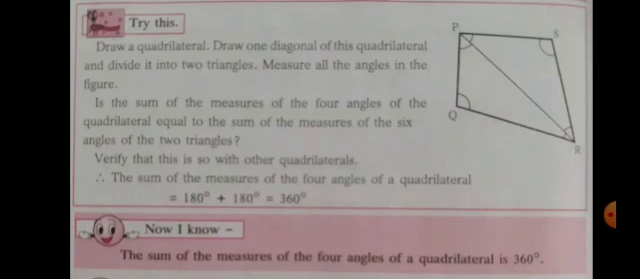Now, we all know that the sum of the angles of a triangle is 180. Now here see, draw a quadrilateral, draw one diagonal of this quadrilateral and divide it into two triangles. Measure all the angles in the figure. Now you can see two triangles are being joined. One triangle is 180, the other triangle is 180. So total became 360. So here we got that the sum of the measures of the four angles of a quadrilateral is 360. For a triangle it is 180. For a quadrilateral it is 360.